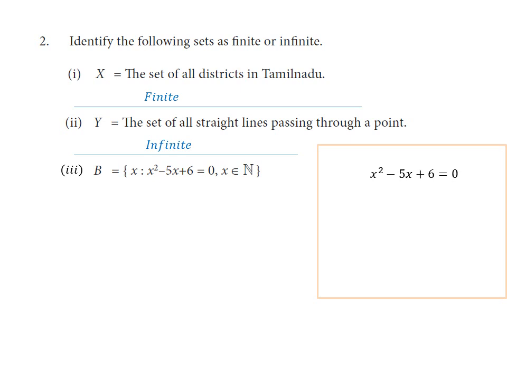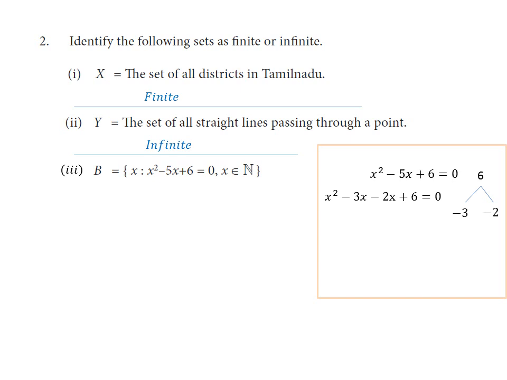Multiplying the factors, you should get plus 6. Adding the two factors, you have to get minus 5. So 3 twos are 6, but minus 3 and minus 2: by multiplying minus 2 and minus 3, you will get plus 6, and by adding this, you will get minus 5. So x square minus 3x minus 2x plus 6 is equal to 0.